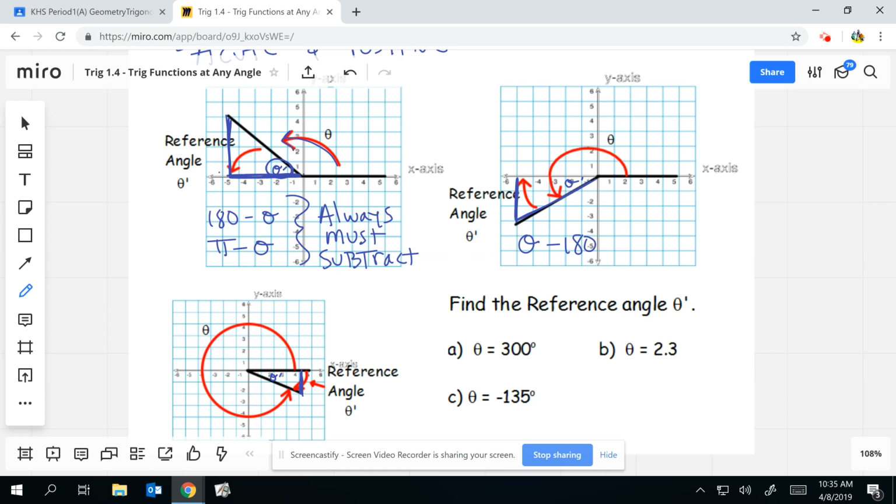So you want to know what's going to take me back up to 180, so I need to take my angle, subtract the 180 from it to see what's left. Or you could take the angle itself and subtract pi if it's in radians. But again, the key: must subtract. You cannot add. If you add, you're going to get an obtuse angle.